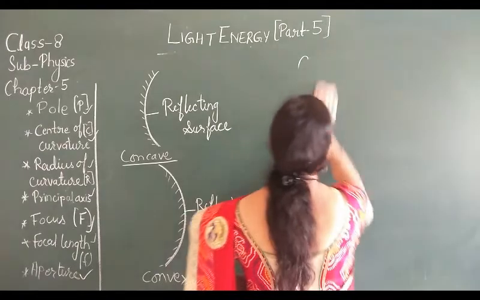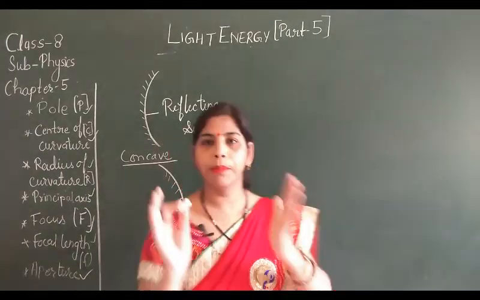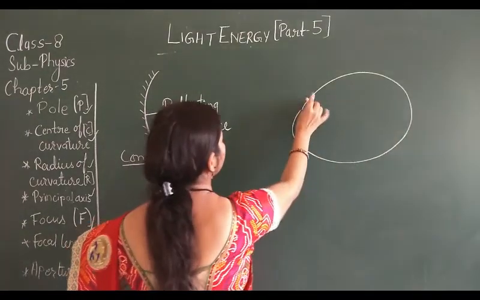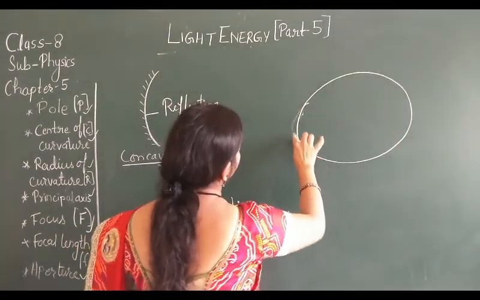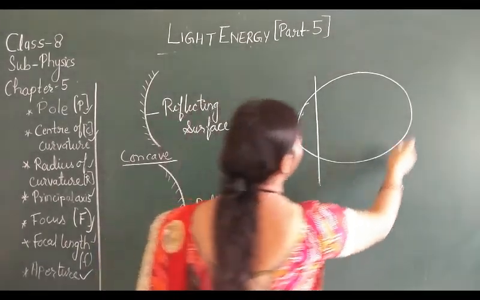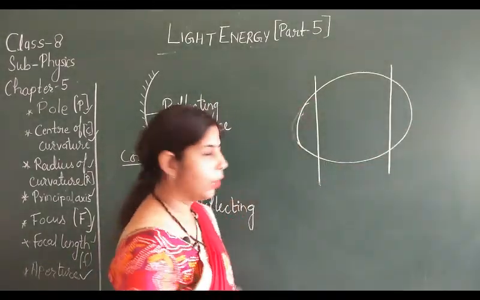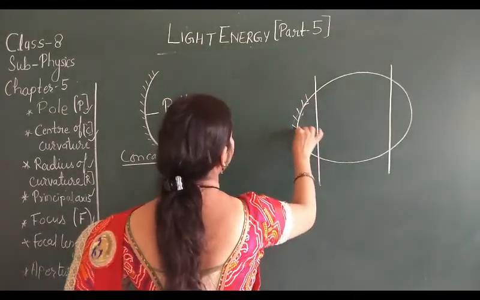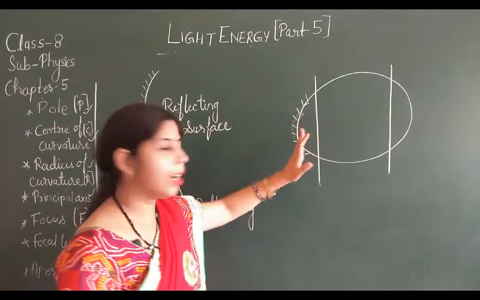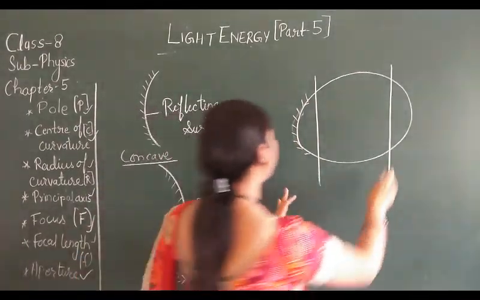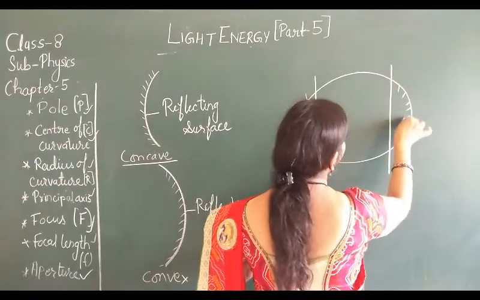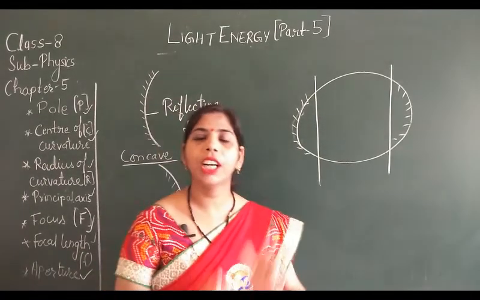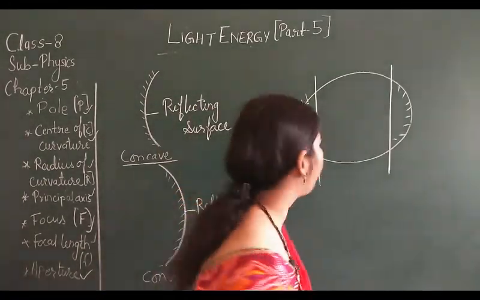Now if you observe these mirrors, you can see that these are parts of a sphere. Suppose this is the sphere. If I cut it from here and from here, these two parts are separated. If I silver it here, it will become a concave mirror, and if I silver it from here, it will become a convex mirror. That means these curved mirrors are a part of a sphere.